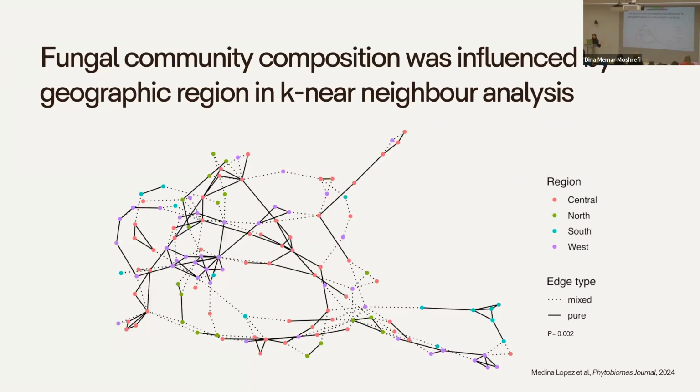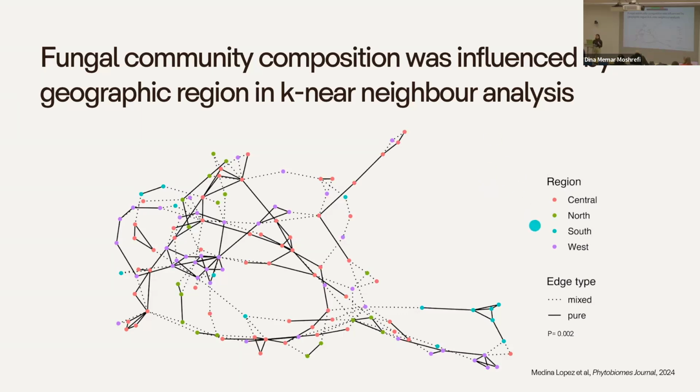So the colors are still the same. What we're looking at here are the results of a k-nearest neighbor analysis that analyzed how the fungal community composition of the soil was influenced by the geographic region, which just corresponds to those edaphoclimatic factors. And what we found is that fungal community composition was indeed influenced by edaphoclimatic factors.